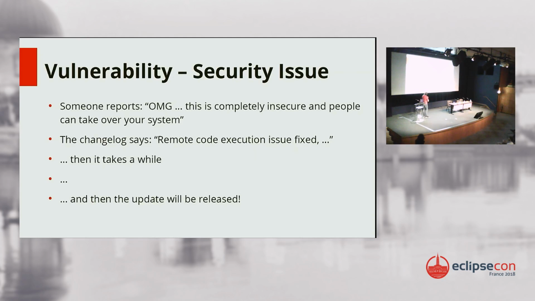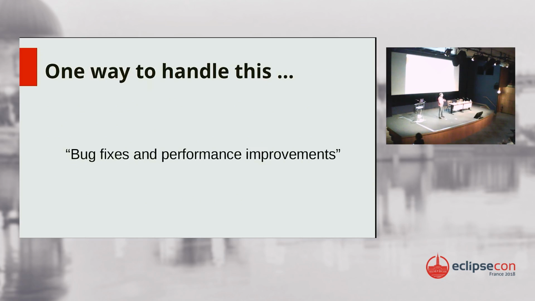So someone reports something which is, oh my God, this is completely insane, this is completely broken, so what do you do? You put something in a changelog that says, okay, there's something wrong, yeah, we admitted that, and then it takes a while, and then you actually release at some point later on. So there is a time delay between the report and the actual fixing, and it will take a while.